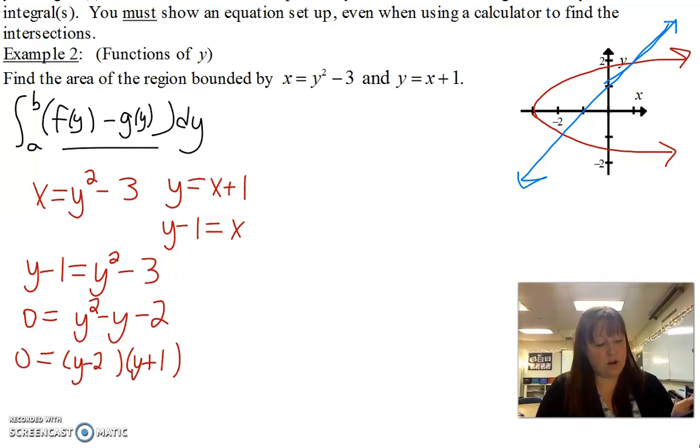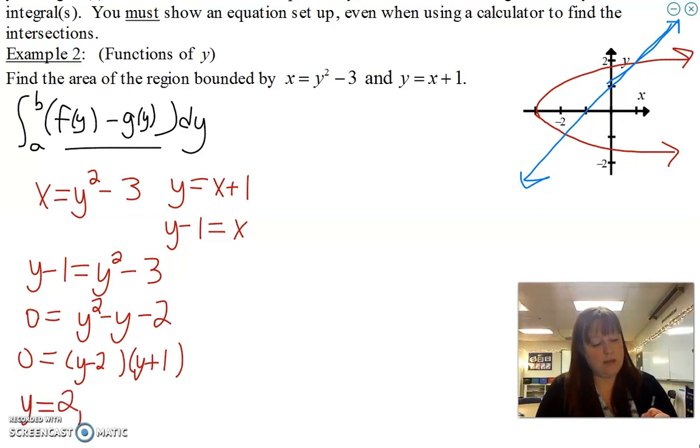So therefore, these functions intersect at y equals 2 and at y equals negative 1, because those are the zeros of the two factors. Again, to find the intersection points, you use substitution to set them equal to each other, and then you just solve for the zeros, and that gives us the intersection points. So we know that at y equals 2 and y equals negative 1, they intersect.